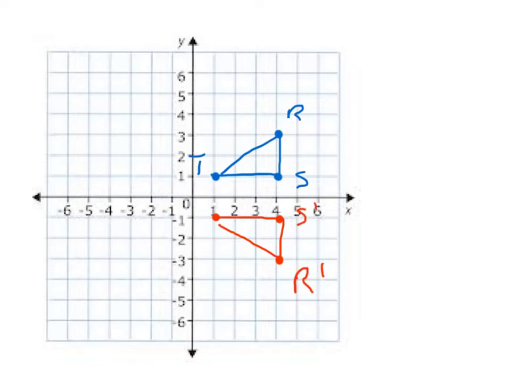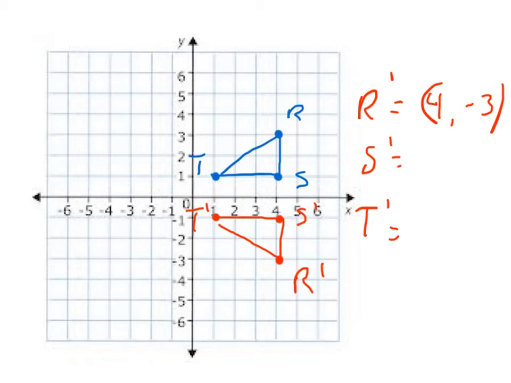This would be R up over here, R prime, and T prime, and they want to know what would be those new coordinates. So R prime, S prime, and T prime. What would their coordinates be? Well, R is right here. It's over 4 and down 3. So 4, -3. Let's see, S is over 4 down 1, so it'll be 4, -1, and T is over 1 down 1, so T will be 1, -1. So those are the coordinates of that new figure.